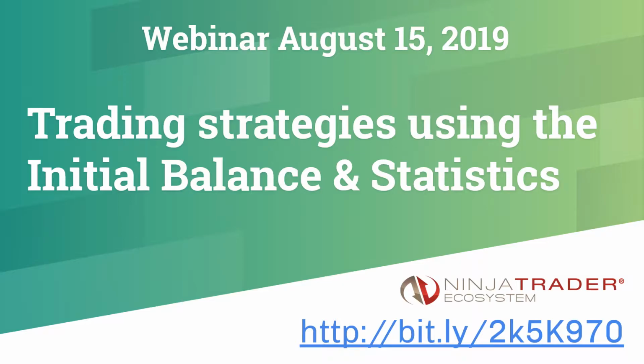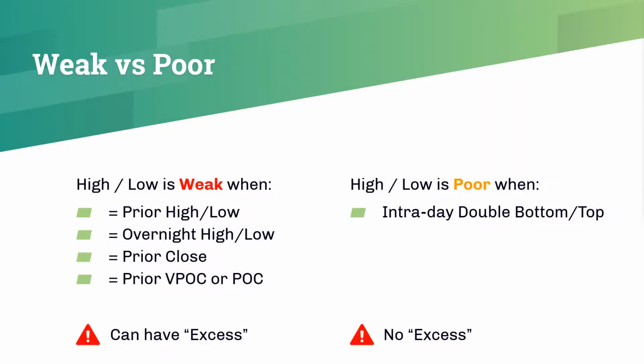For today's topic, I made a brief slide to explain the core concept. It's something I mention in my tweets very often, that I've seen a weak or poor high. What does it exactly mean?